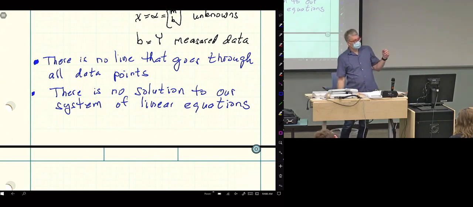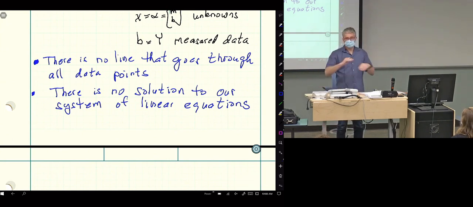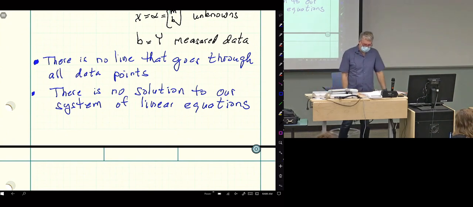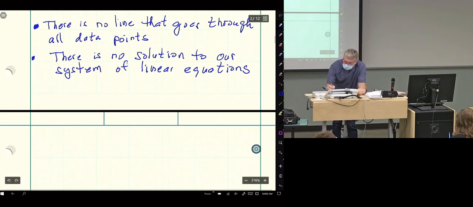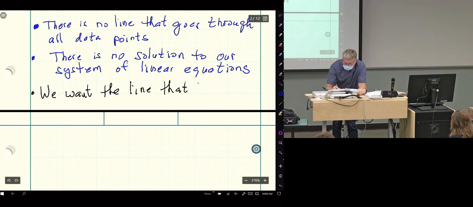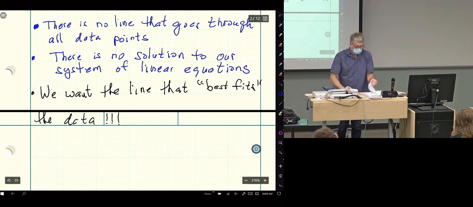Okay, so when we were younger and more tender, as soon as we got to that stage, we just said, we're done, okay? There doesn't exist a solution, let's just move on. But we're now more mature and ruggedized. We want the line that best fits the data. So we need to figure out what we mean by that.